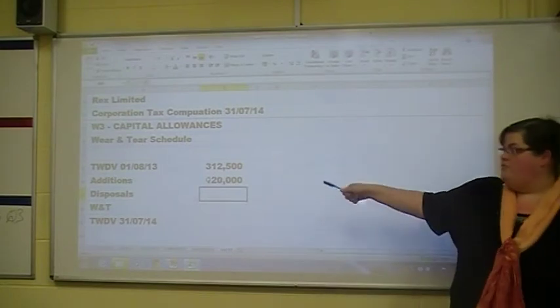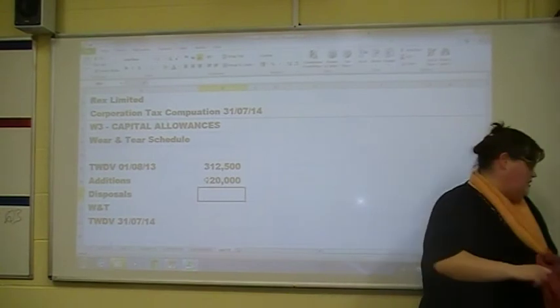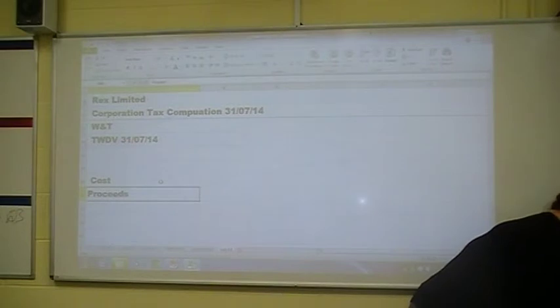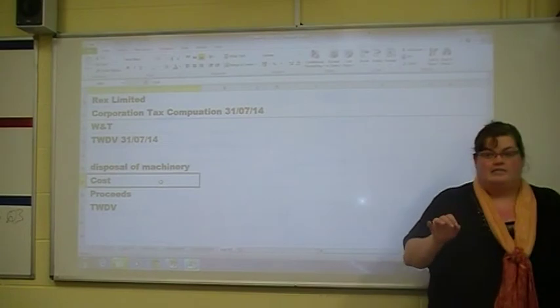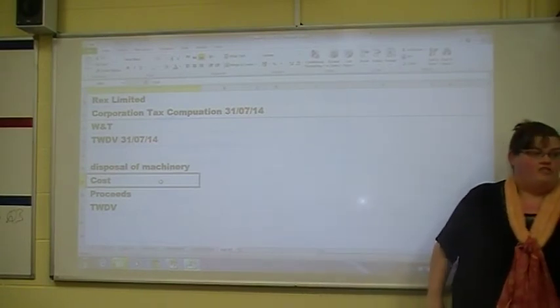Then we need a figure for our disposal. Okay, but when you're disposing an item, there's 3 things you need. You need your cost figure, your proceeds figure and your tax written down value figure. So you'll always be given your cost, you're given your proceeds, but you normally have to find your tax written down value figure.